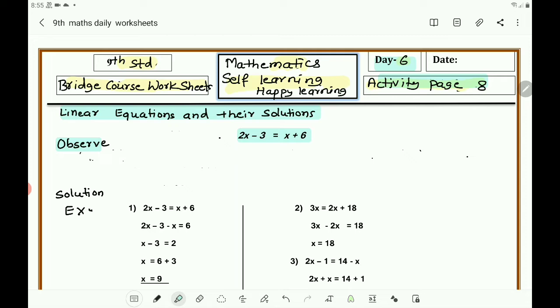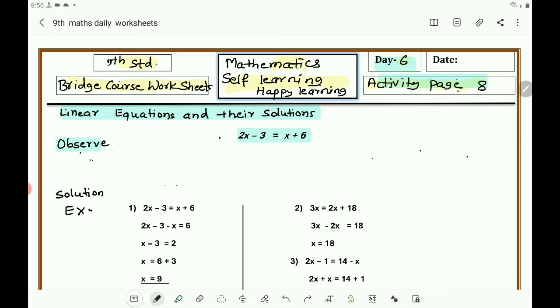Solving the linear equation. You know what is linear equation? Linear equation means on both sides of the equal sign there will be a linear polynomial. What do you mean by linear polynomial? The highest power of the variable is 1. In the polynomial, if the highest power of the variable is 1, then you can say that is a linear polynomial.